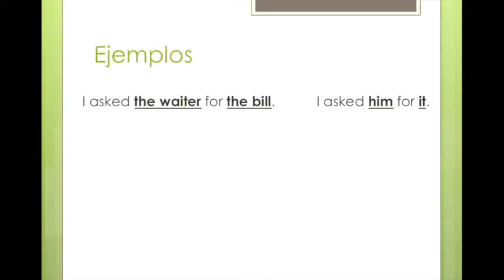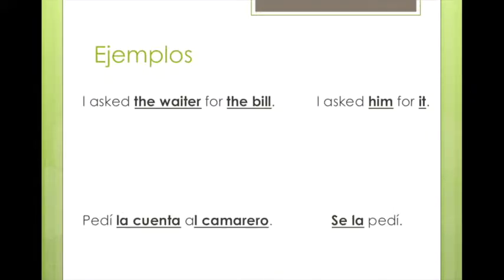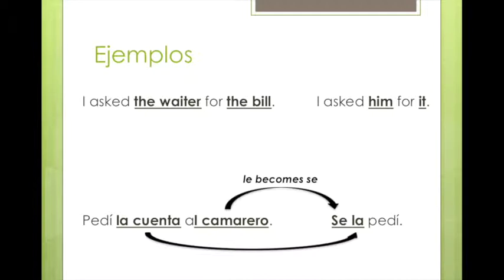So what that would look like is I asked the waiter for the bill. Yo pedí la cuenta al camarero. Se la pedí. Where I asked for is pedí. It, la cuenta, al camarero, to the waiter, or from the waiter. And usually we'd put le la pedí, but here we put se la pedí, because we can't lay low, we can only say low. The la cuenta is replaced with la. Le becomes se la pedí. To him, it, I asked.